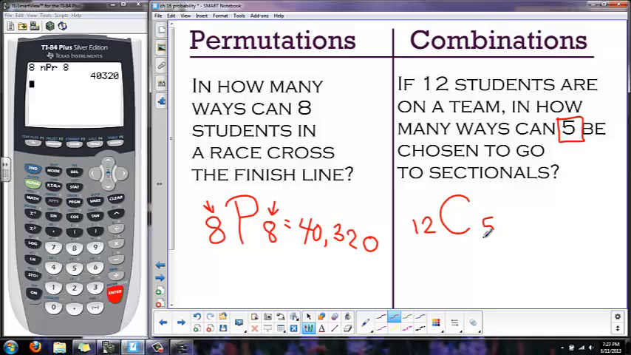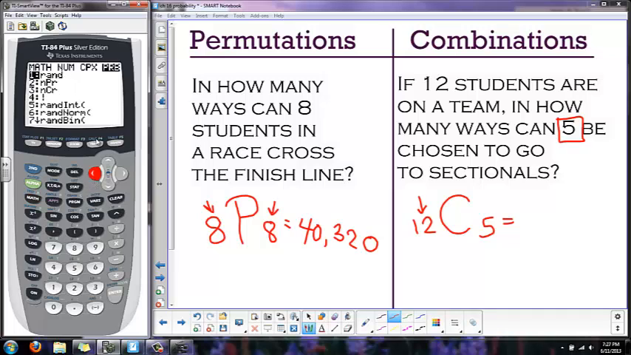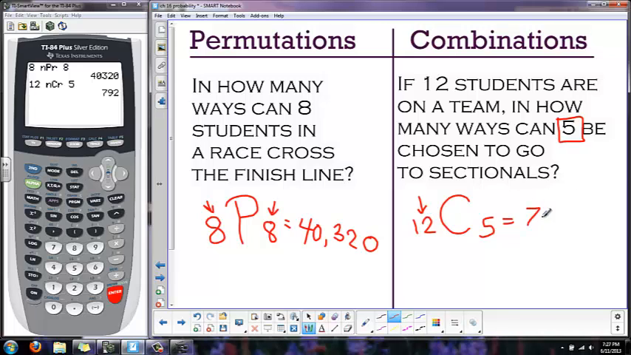5 of them? I'm going to use my calculator again, and it's the same deal. You have to type in the 12 first. 12, math, all the way over to probability, and then this time I'm going to use option 3, which is combination. We have a total of 12, we're choosing 5 of them. How many different ways can 5 students be selected out of 12? And there are 792 ways.